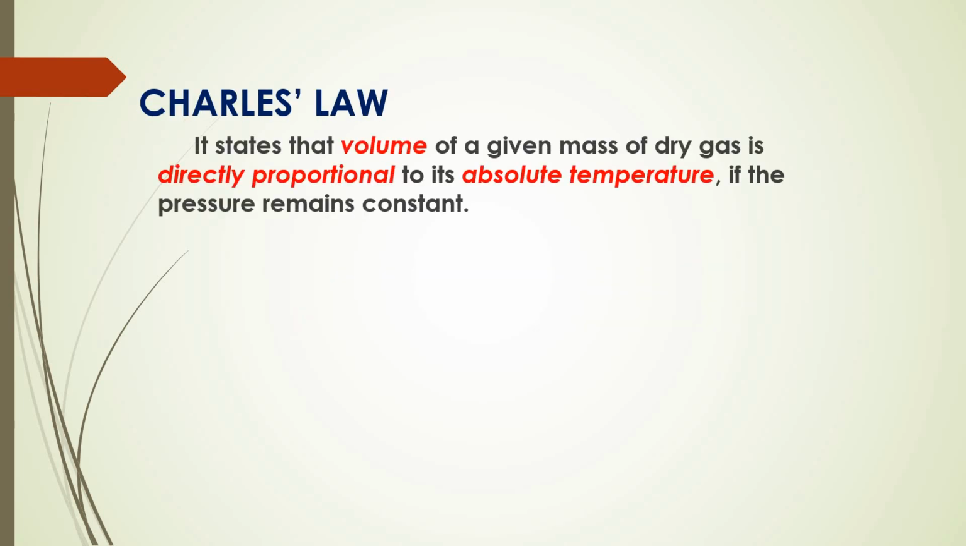Now let's move on to another law, Charles' law. It states that the volume of a given mass of dry gas is directly proportional to its absolute temperature. What type of relation do we have? Directly proportional. That means if one increases, the other also increases. If one decreases, the other also decreases. But the condition here is that the pressure remains constant.